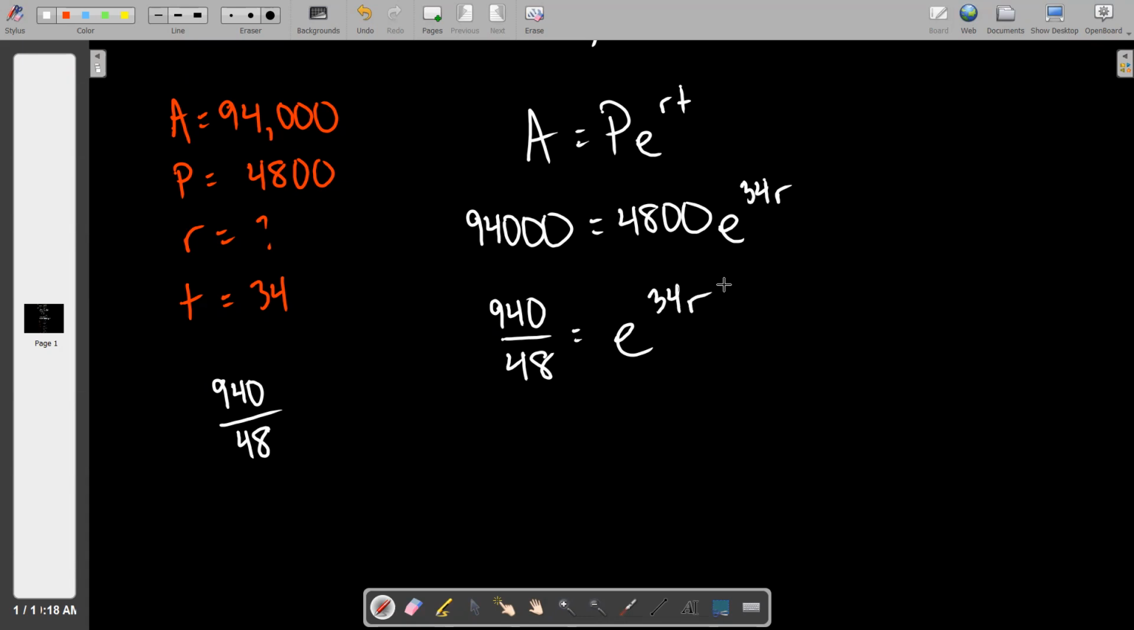What do we do now? How are we going to get that 34r to come down and play fair? We're going to use a log. However, since there's an e involved, methinks that we should natural log both sides. So I'm going to do the natural log of both sides.